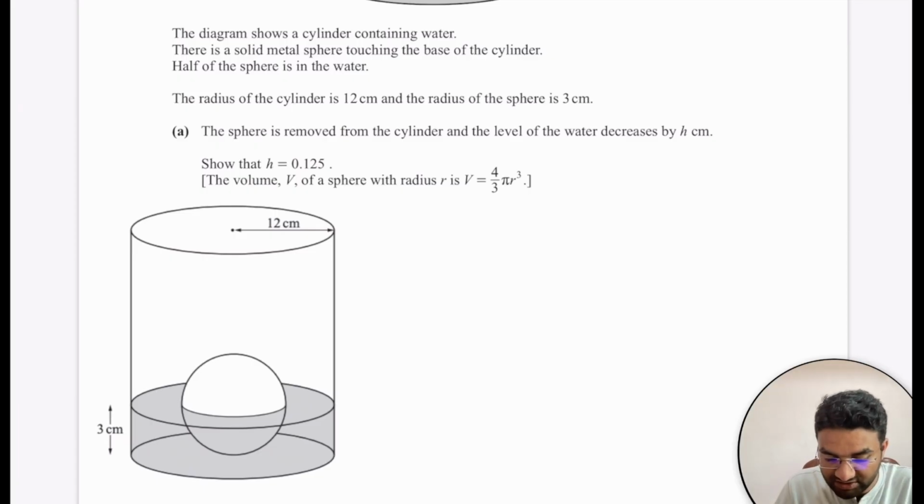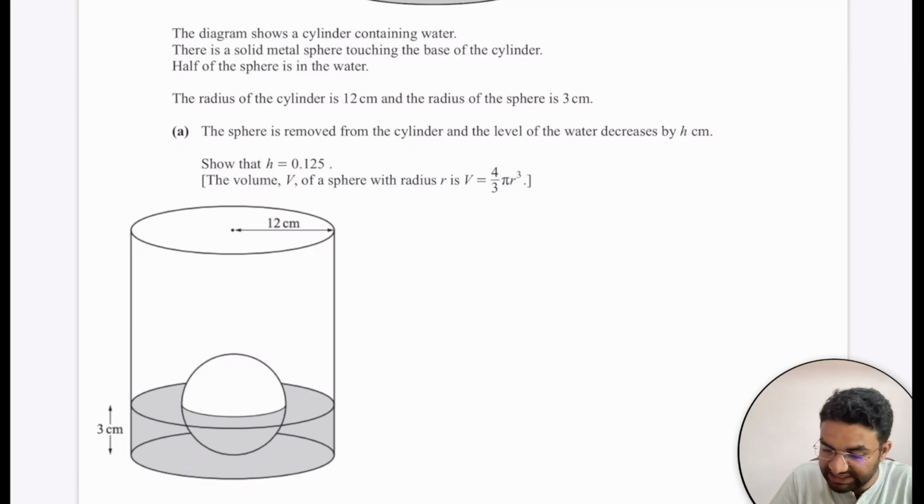Then, the sphere is removed from the cylinder. The level of water decreases by h. How much is the height decreased? We have to calculate this, and we have to show that h is 0.125. Basically, whatever the volume of half of the sphere, that is the hemisphere, when we take it out, it is equal to the volume of the water that is decreased. That is what we have to show here.